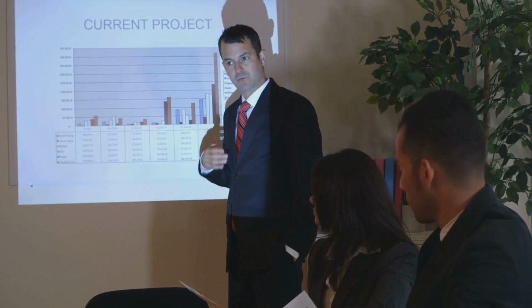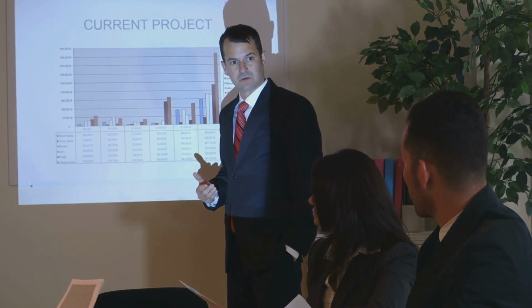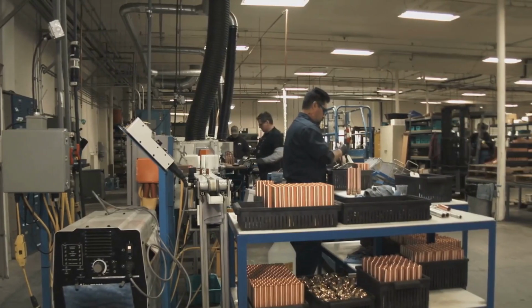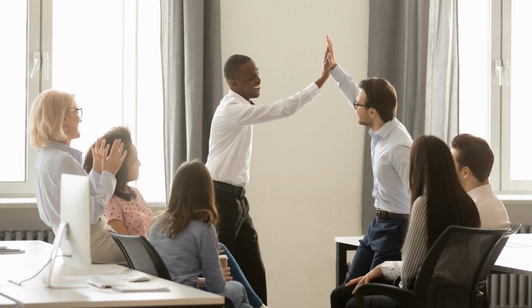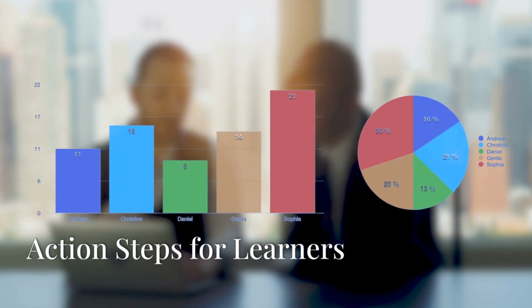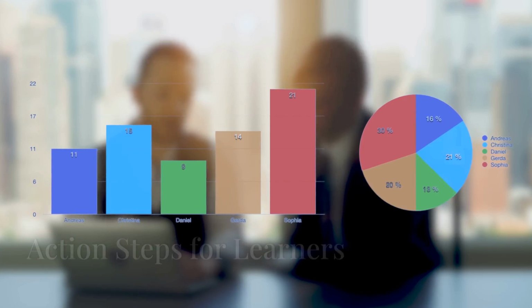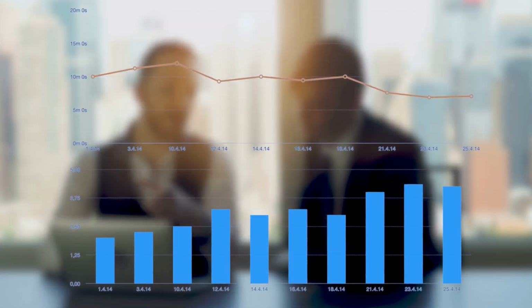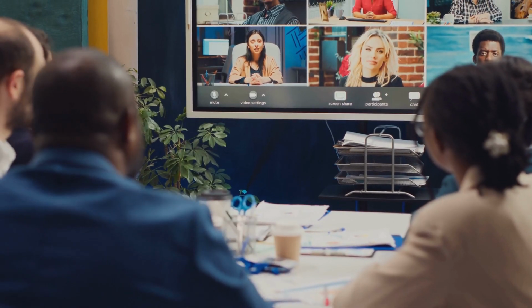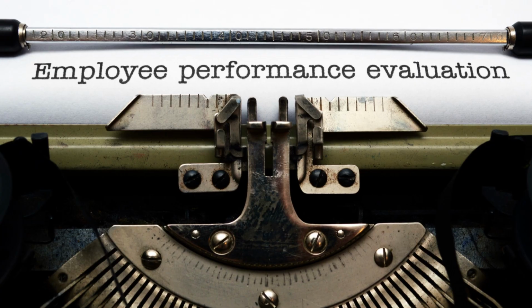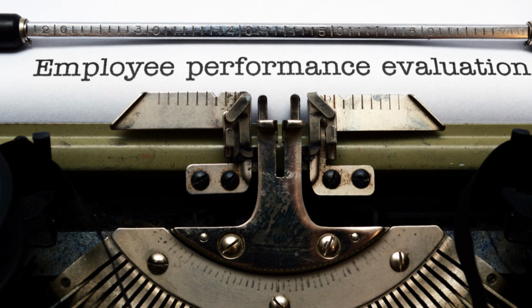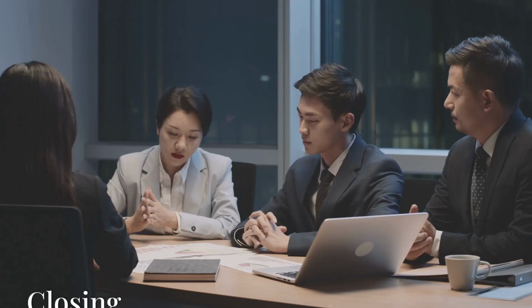The results were impressive. Labor costs were reduced by 15%, employee productivity increased by 22%, and voluntary turnover was lowered by 30%. Action steps for learners. Optimize workforce costs by applying the Labor Cost Optimization Dashboard. Close skills gaps by using the Skills Gap Assessment Framework. Develop a workforce agility plan by implementing the Agile Workforce Model.